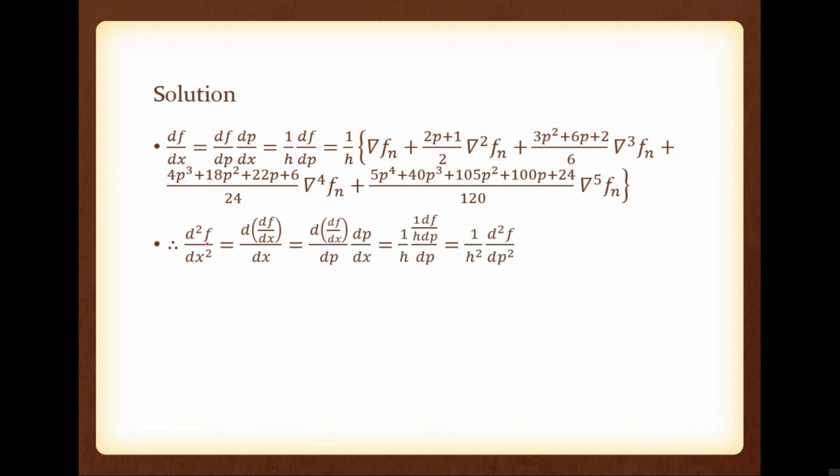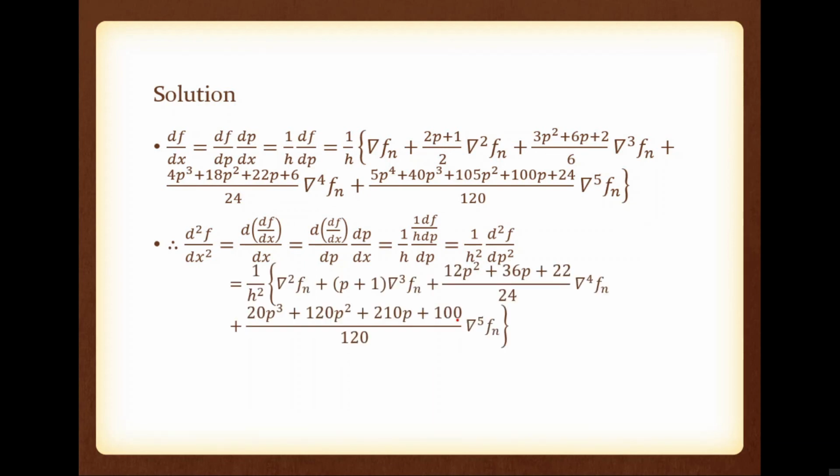D square f by dx square is equal to d of df by dx, that is equal to d of df by dx divided by dp into dp by dx, where dp by dx is 1 by h, and df by dx is already written here. This is df by dx. df by dx is 1 by h into df by dp. So we can write it as 1 by h into, that is dp by dx, that is 1 by h into. Now this numerator is 1 by h into df by dp divided by dp. So we have 1 by h square into d square f by dp square.